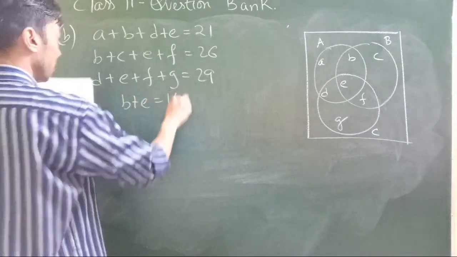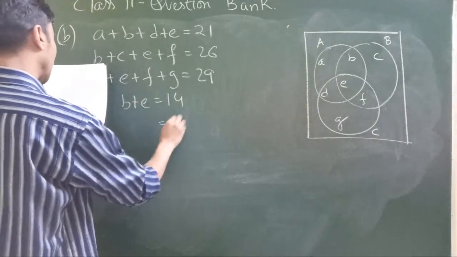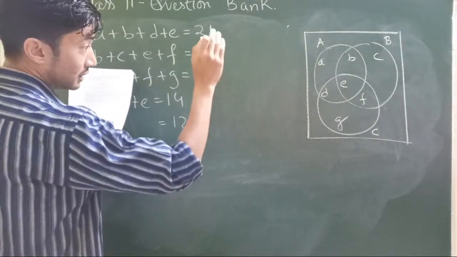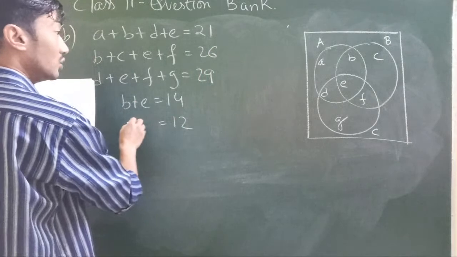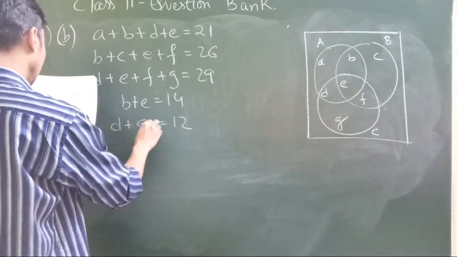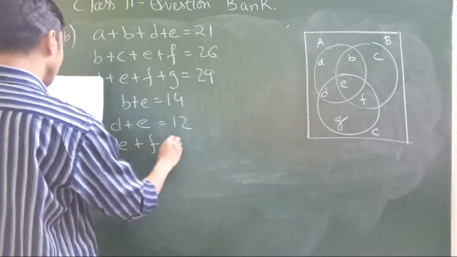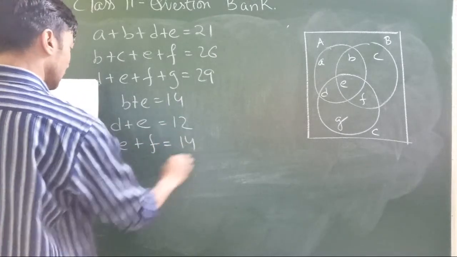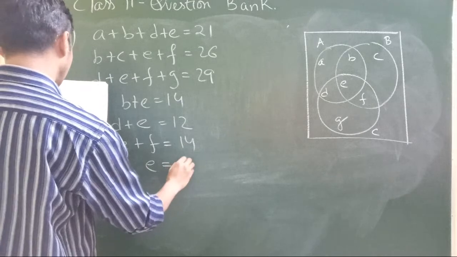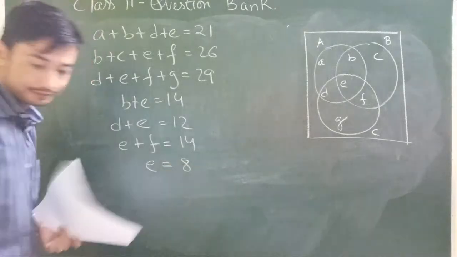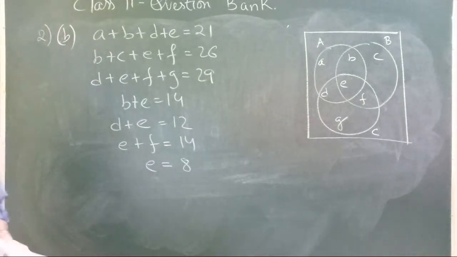We have 14 people. 12 people like product A and C, that's why A and C is 12 people. B plus E. And 14 people like products B and C. And 8 people like all the 3 products.